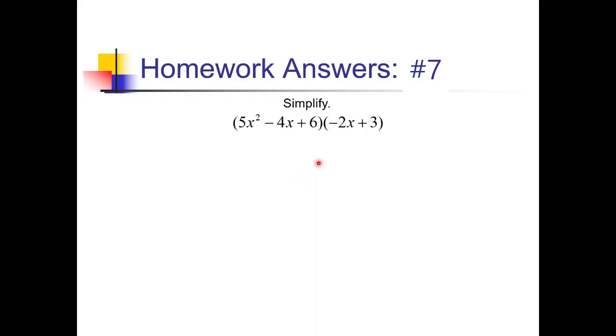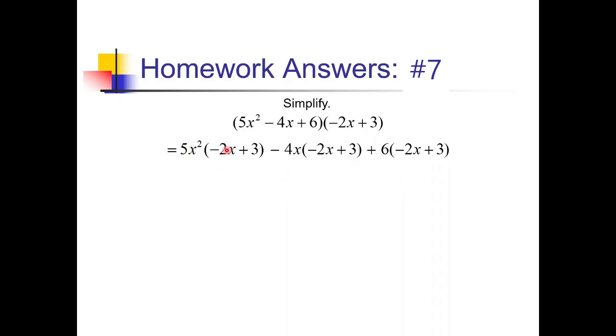For this problem, to get started, we're going to distribute everything in the first parentheses to this whole second parentheses. So we've got 5x squared times negative 2x plus 3, negative 4x times negative 2x plus 3, and 6 times negative 2x plus 3. Now we just have to go through and distribute on each of these individual situations and combine the like terms after that.